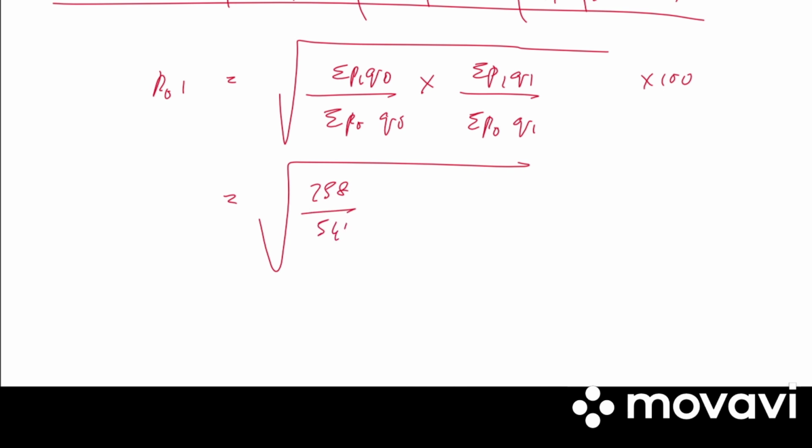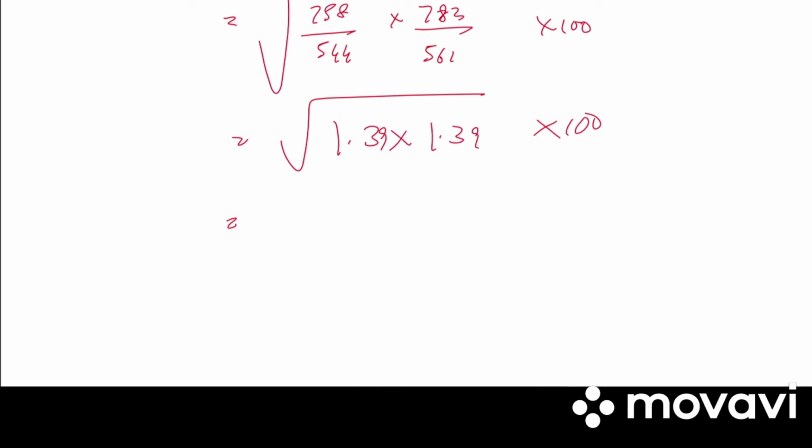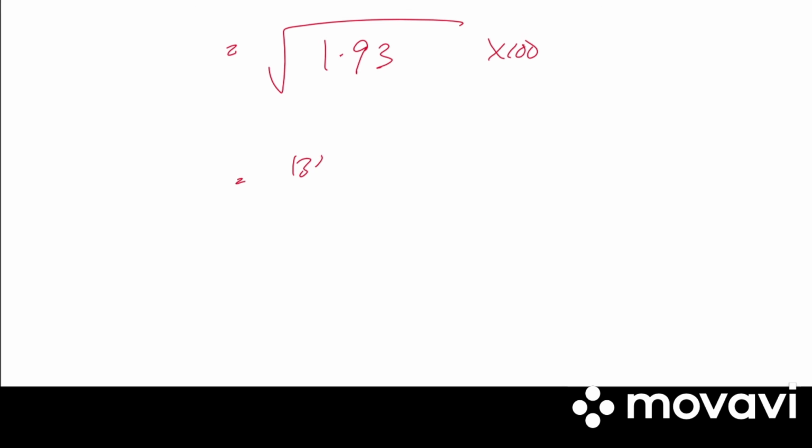758 divided by 544 into 782 divided by 561 into 100. 1.39 into 1.39 into 100. So square root of 1.93 into 100, which is equal to 138.92. Clear?